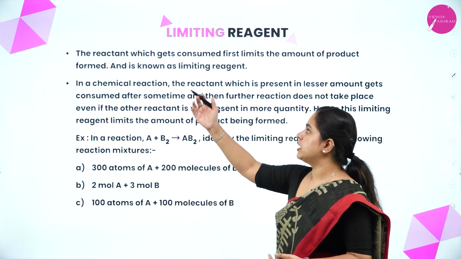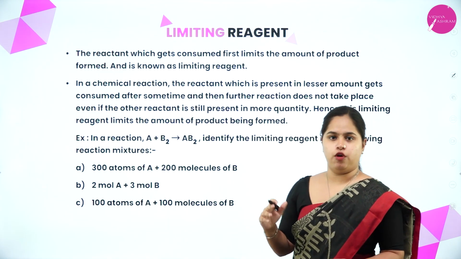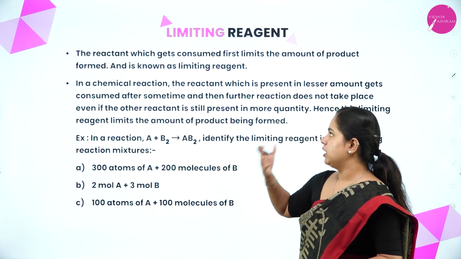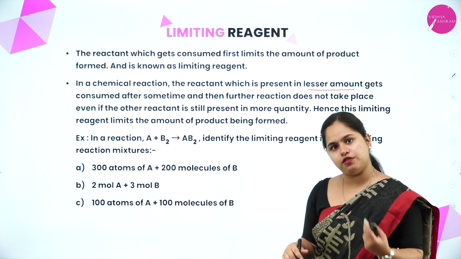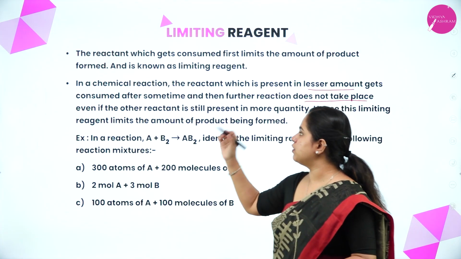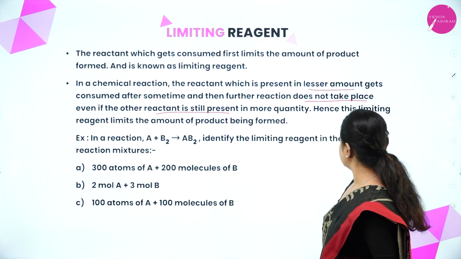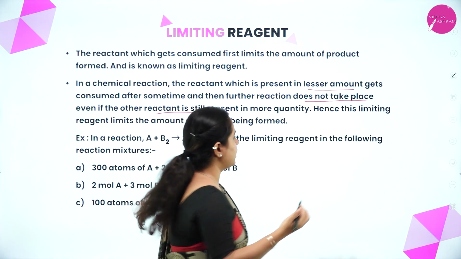So, let's see, the reactant which gets consumed first limits the amount of product formed and it is known as limiting reagent. In a chemical reaction, the reactant which is present in lesser amount gets consumed after some time and then further reaction does not take place even if the other reactant is still present in more quantity. Hence, this limiting reagent limits the amount of product that is formed. So, let's take an example.